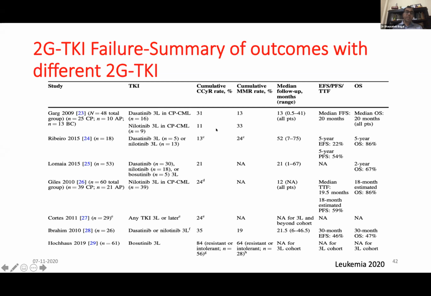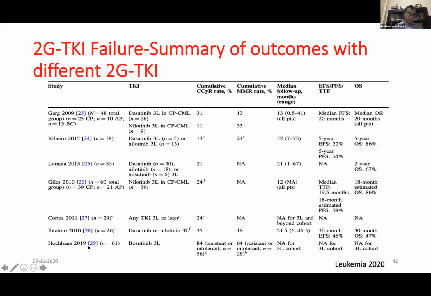So surprisingly, there is very little data on what happens to patients when they are treated with another second generation TKI after failing one second generation TKI. This is a summary table from one of the recent publications in Leukemia, and all these studies have fewer than 100 patients. You can see that the complete cytogenetic response and MMR rates are pretty low. In all the studies, except for the lower one, it is less than 35%. So the chance of a second generation TKI working is probably lower as compared to imatinib failure, and this is probably because of resistance developing in the presence of a very potent therapy.